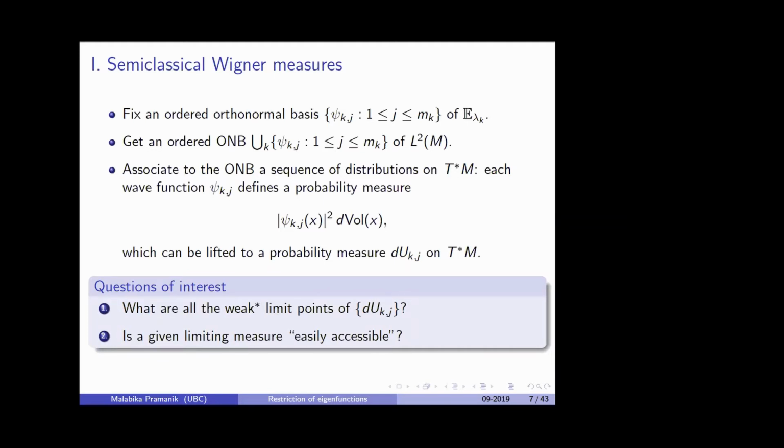How does the collection of limiting measures depend on the choice of orthonormal basis, for example? Also, is a given limiting measure easily accessible? What does one mean by the accessibility of a limiting measure anyway? Well, here is one option. One could look at a maximal subsequence of measures mu_kj that converges to this limiting measure, then ask what is the density of such a subsequence relative to the entire sequence.